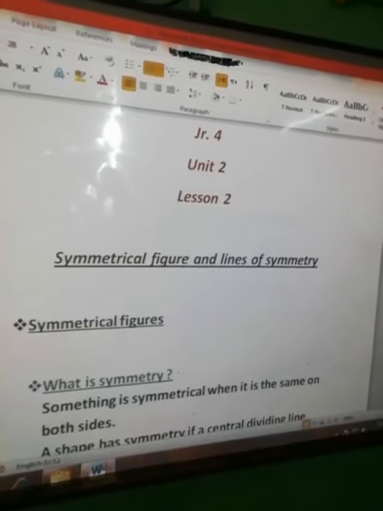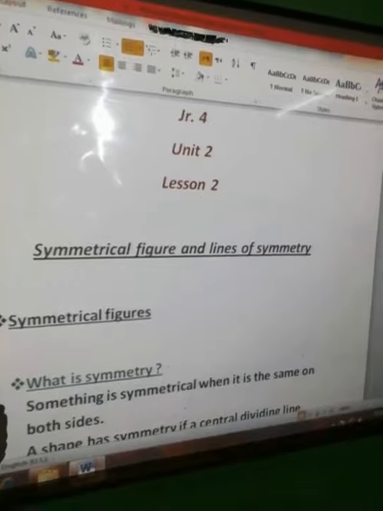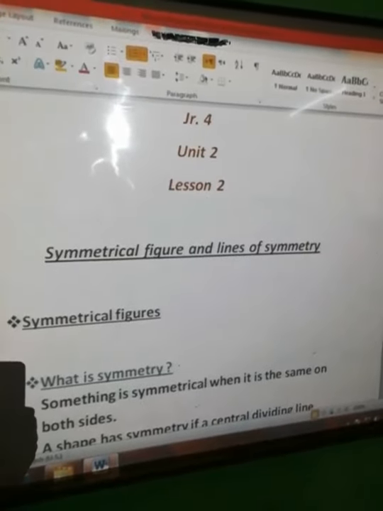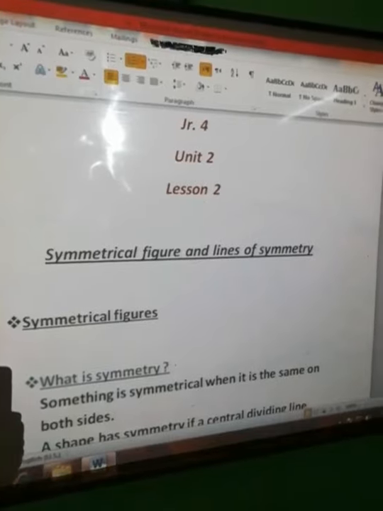Good morning, Junior 4. Our lesson today is talking about symmetrical figure and line symmetry. This is lesson 2 in unit 2. Start with symmetrical figure.